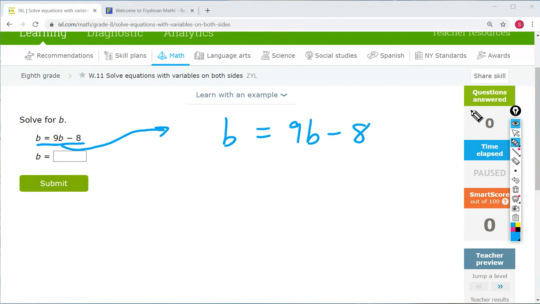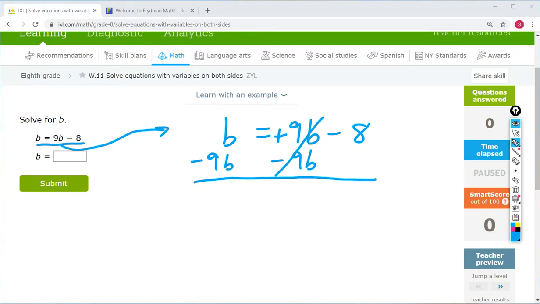Because this 9 here, remember, you can put in an invisible plus sign there. And then to take this term 9b away from the right side, we can subtract it away because the inverse of addition is subtraction. So we'll write minus 9b and then do the same thing to the other side where there is another b term. So we'll write minus 9b over here also.